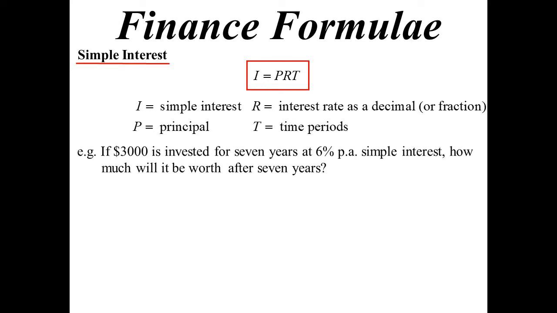So we're going to invest $3,000 at 6% per annum simple interest, which, by the way, I think is illegal, but that's another matter. How much will it be worth after 7 years? So PRT, we just bung it into the formula, bit of multiplication, 1,260. But remember, that's just the interest.